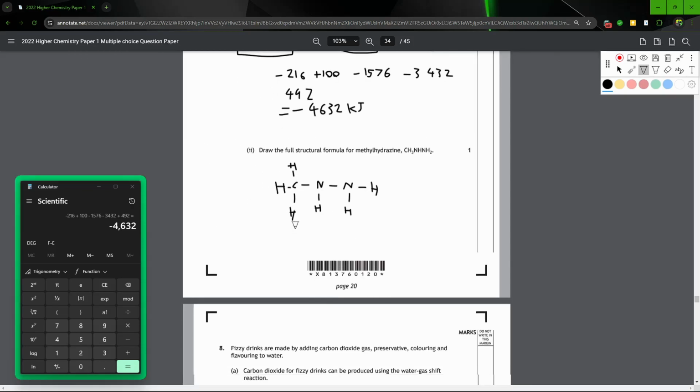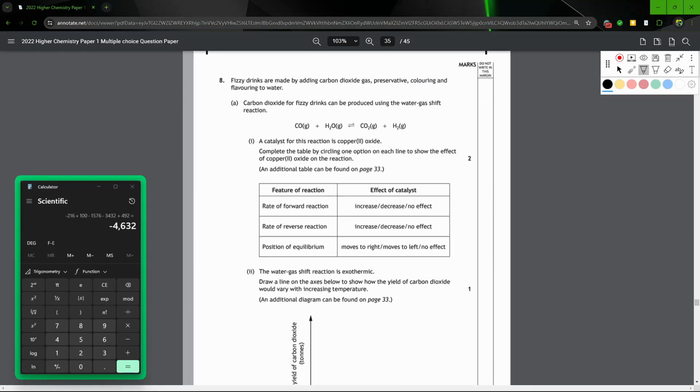Fizzy drinks are made by adding carbon dioxide gas, preservative and colouring, flavouring to water. Carbon dioxide for fizzy drinks can be produced by using the water gas shift reaction. A catalyst for this reaction is copper 2 oxide.